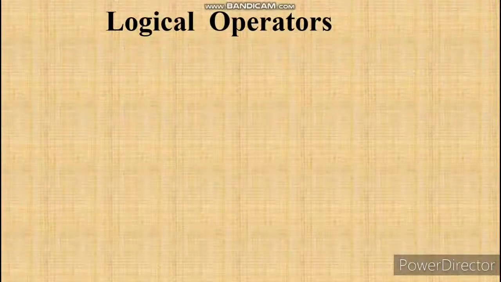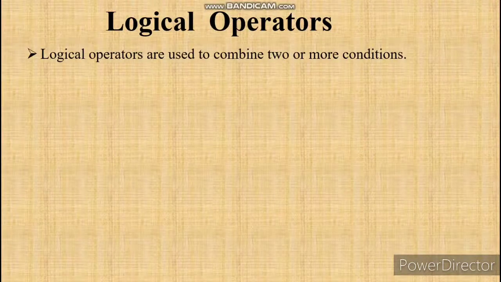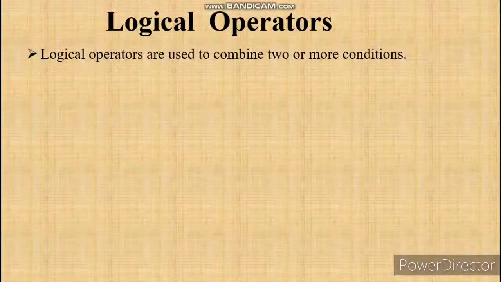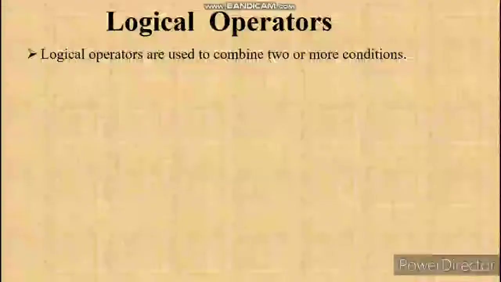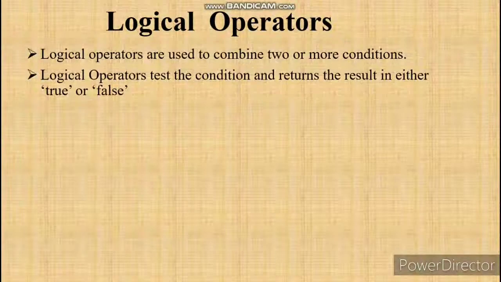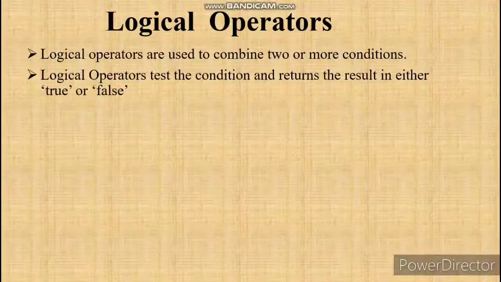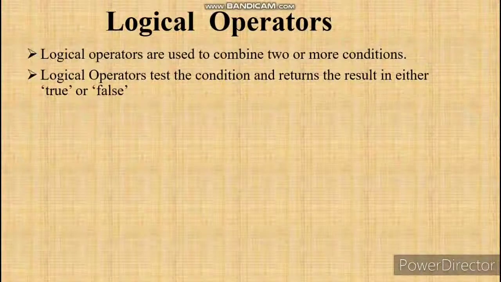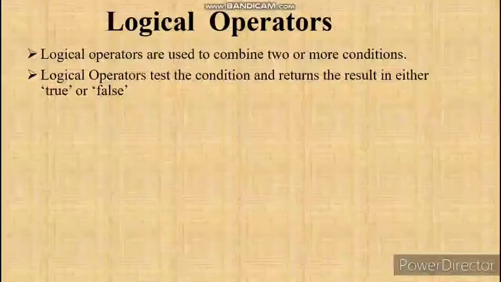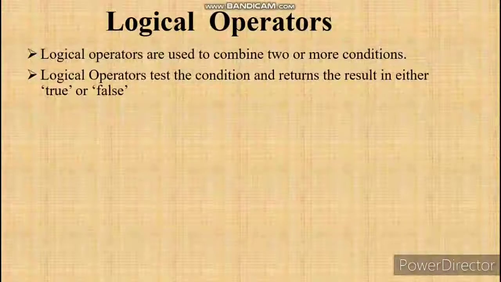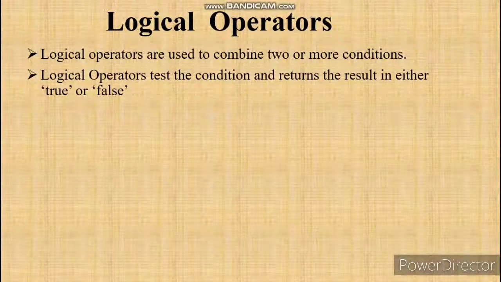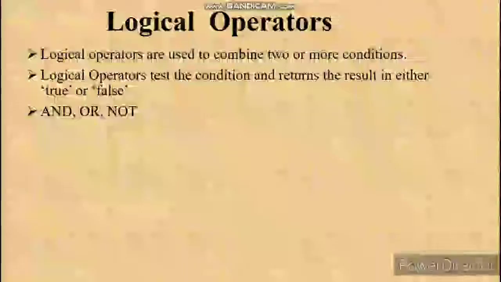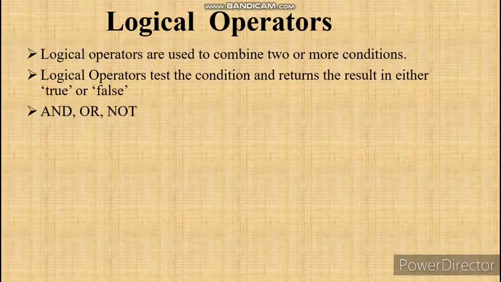The next operator is logical operators. Logical operators are used to combine two or more conditions in a program. These operators test the condition and return the result as either true or false. If the condition is satisfied, then it gives the result as true, or if the condition is not satisfied, then it gives the result as false. AND, OR, NOT are the three logical operators in QBASIC.